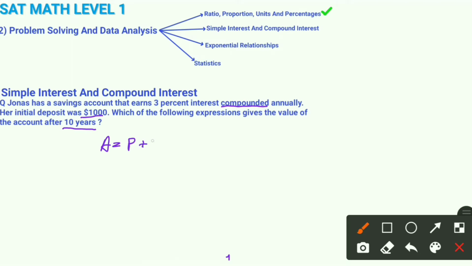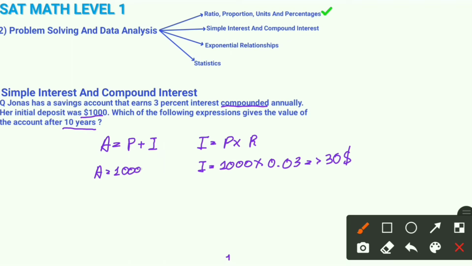I will denote that as P, and I have a compound interest. In order to find how much interest I have earned, I can use P multiplied by the rate, so 1000 multiplied by 0.03, and I will get $30. So A is equal to 1000 plus $30, so A is equal to 1030. So this is the first year.